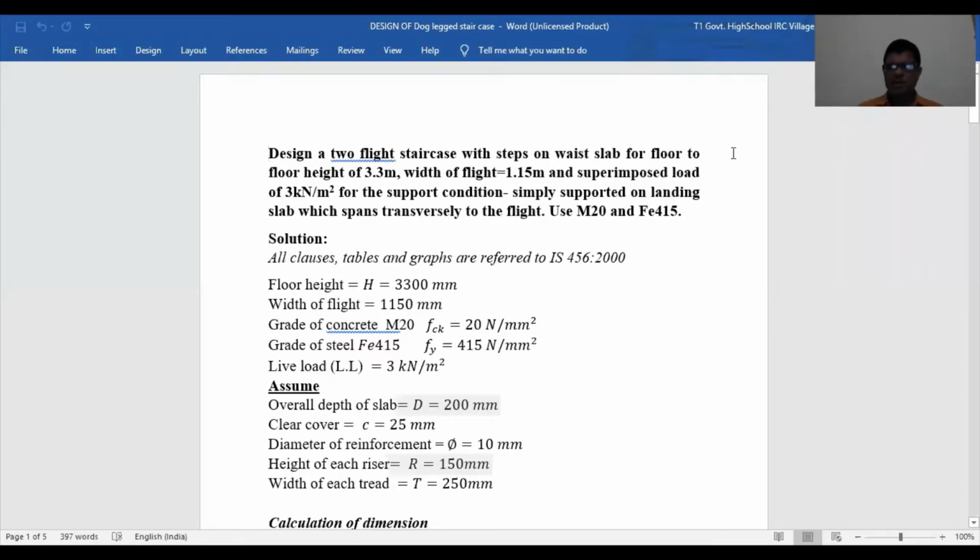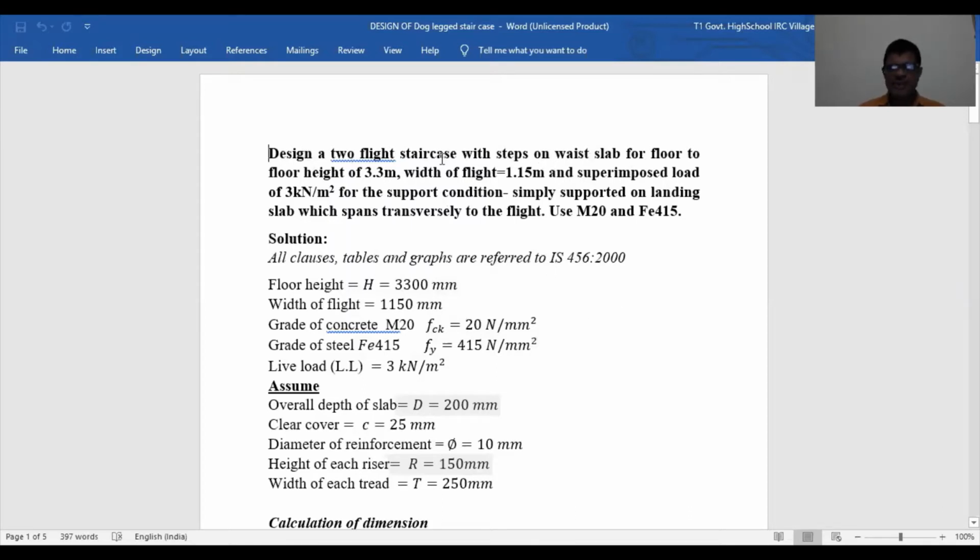Hello learners, in this class we'll discuss the design of a two-flight staircase. Generally it's called a dog-legged staircase. We'll discuss the problem, and the codal provisions will be discussed while going through the problem's solution. Now, design a two-flight staircase with steps on waist slab.